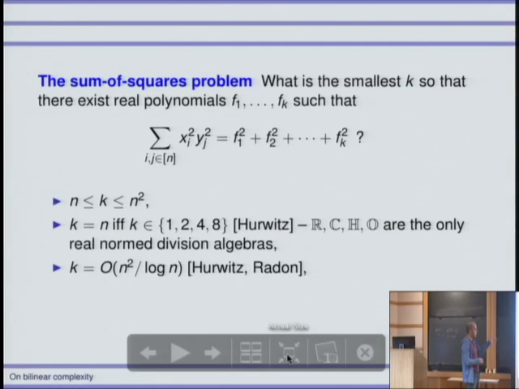There is a lot of research where they study particular identities for fixed n, and they compute the exact k that you need if n is equal to 16 or some other number like that, but not much is known about the asymptotic behavior of k as a function of n.